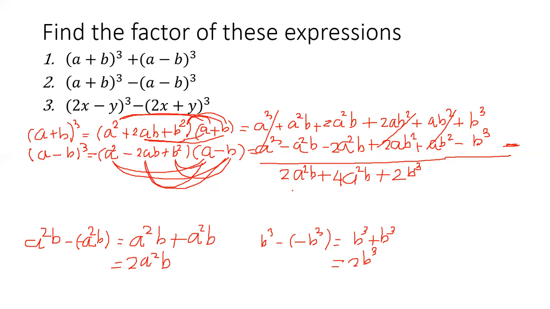But we could simplify, because look at these variables, a²b and a²b: 2a²b plus 4a²b simplifies to 6a²b, plus 2b³. This is the result. This is the factorization of (a plus b) cubed minus (a minus b) cubed.